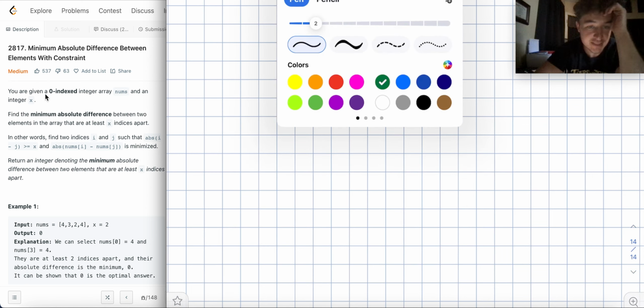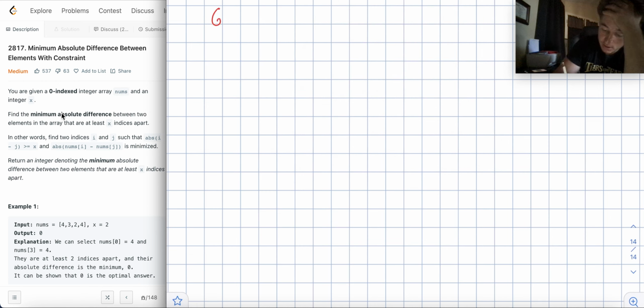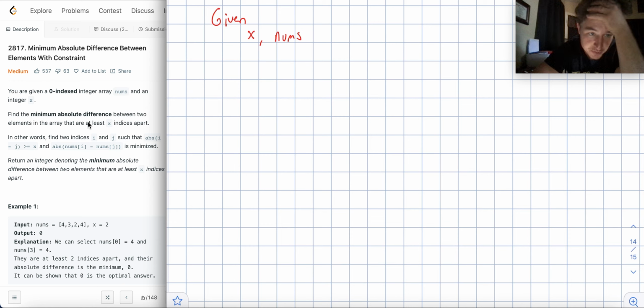So you're given a 0 indexed integer array nums and an integer x. Now you're going to find the minimum absolute difference between elements in the array that are at least x indices apart. In other words, you're going to find two indices i and j such that the absolute of i minus j is greater than or equal to x, and the absolute of nums[i] minus nums[j] is minimized.